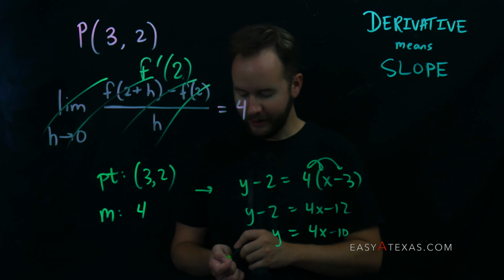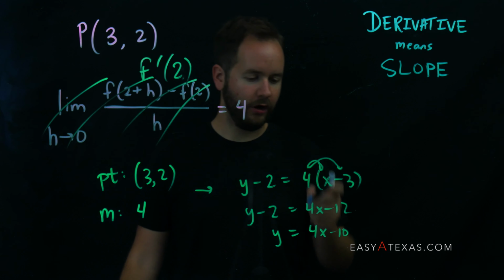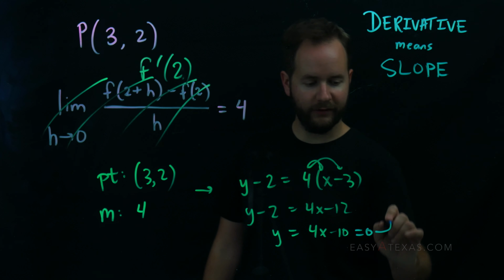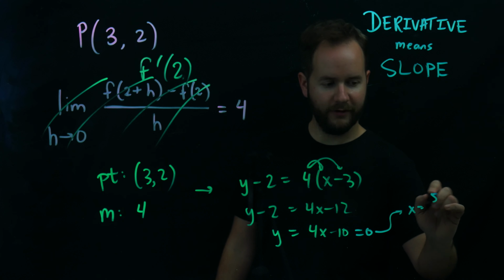And to find the x-intercept, we need to find the value of x that causes this to be 0. So if I set this whole thing equal to 0, the value of x that causes this expression to be 0 is x equals 5/2.